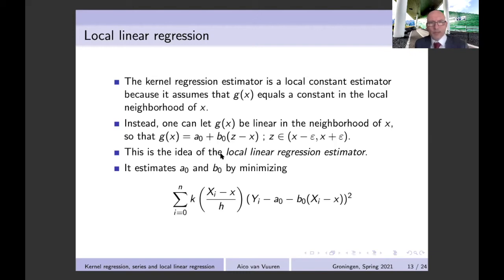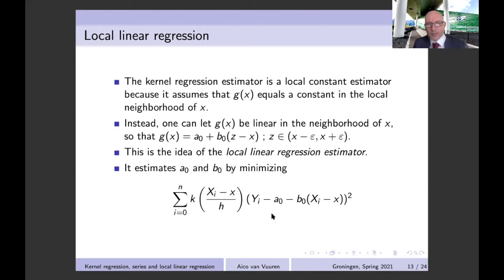The question then arises, how are we going to estimate this a0 and b0 for any x? Well, that we can do by minimizing this criterion function. It's a sum over, first of all, this difference, but squared. We multiply that by this kernel function, the kernel weights. Let's first ignore the kernel function and just look at this part. This is actually nothing else than the residuals of this regression of a constant on xi minus x.